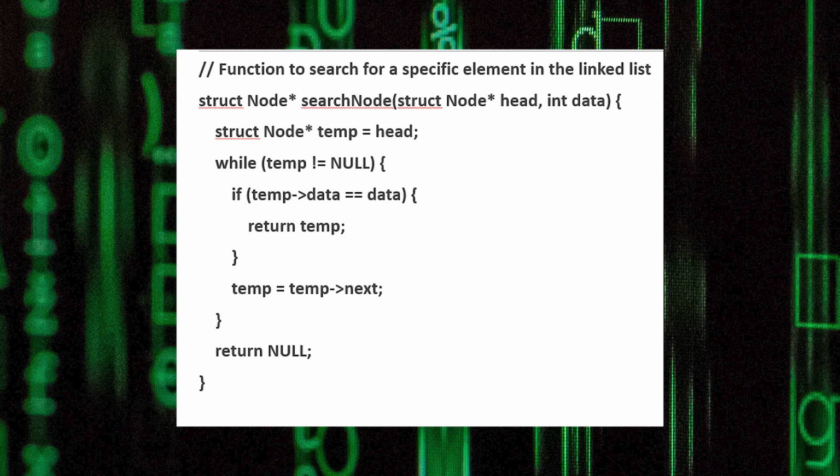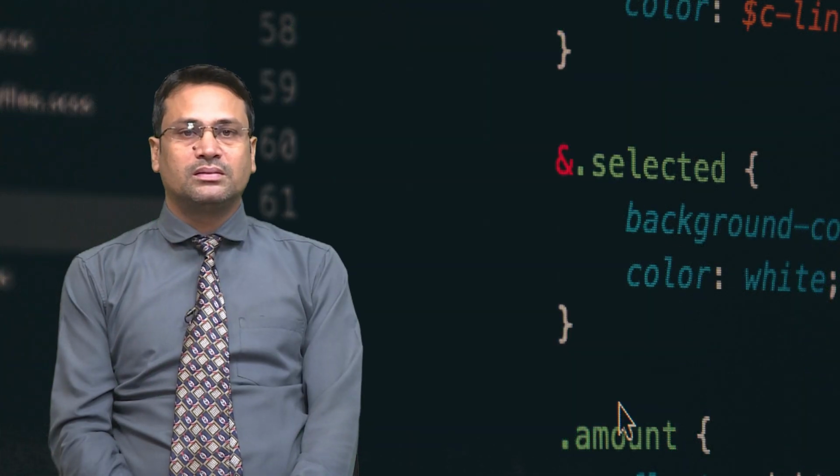Again I am writing a while loop. In this while loop I am simply writing a condition where temp does not equal null. If temp does not equal null, it will go inside this loop, and in this loop I am writing an if statement, and the if statement says temp of data equals data. If the condition is matched, then it will return the temporary variable, otherwise temp equals temp next, and lastly, if the condition is false, it will simply return null.